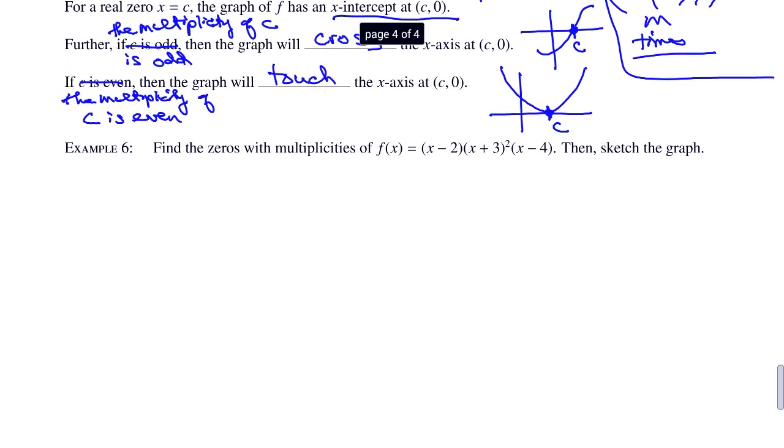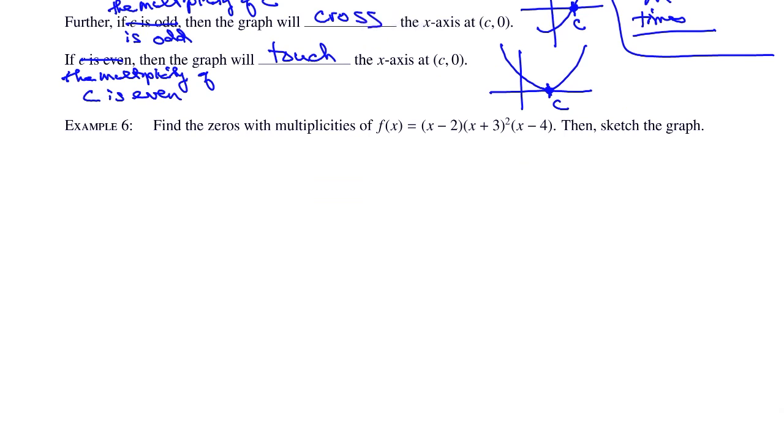Example 6. Find the zeros with multiplicities of the function f of x is equal to x minus 2 times x plus 3 squared times x minus 4. Then sketch the graph. So first we need to find the zeros and their multiplicities. So I'm going to write it out here. It's already factored. It's x minus 2, x plus 3 squared, and x minus 4.